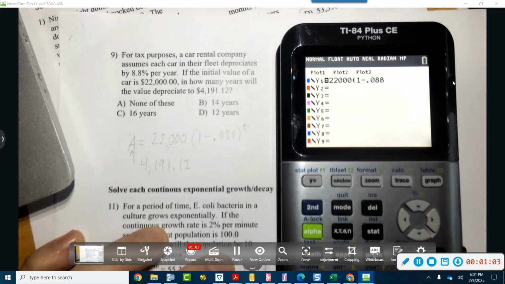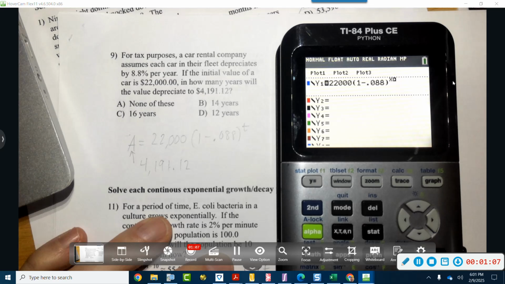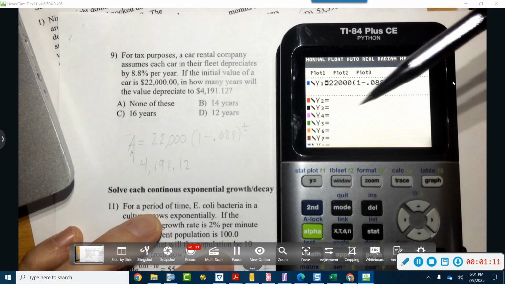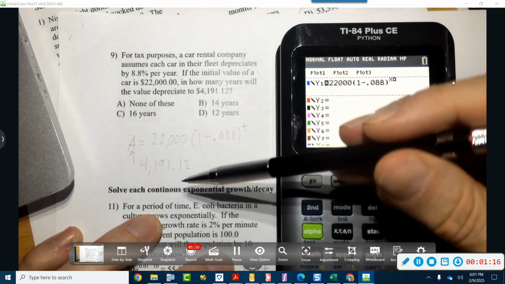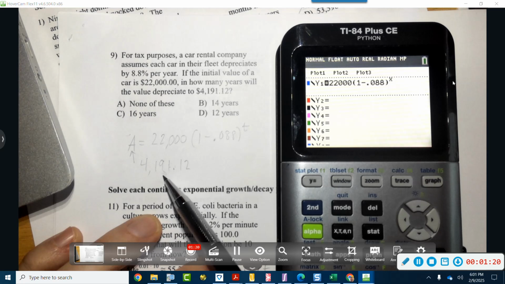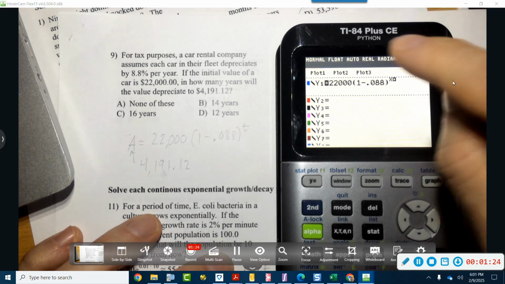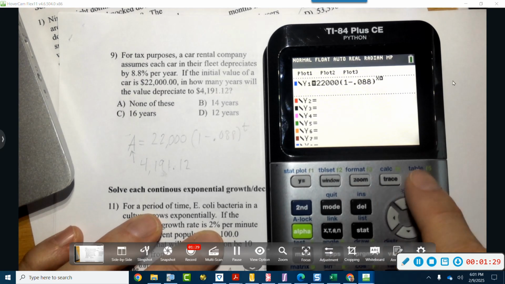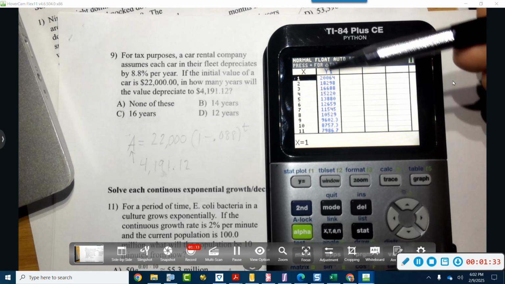But what we're going to do is write this function inside the calculator, but we're going to use x instead of t for time. Now what this does is the calculator will calculate all values of x, okay? And then you want to look into the tables and find out when it actually equals this amount. This is the only way to do it thus far without logarithms. So I'm going to go to my table, which is second graph here, and you can see that it's not very fine.